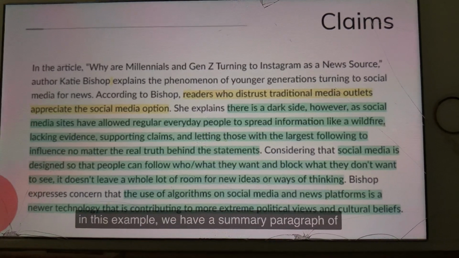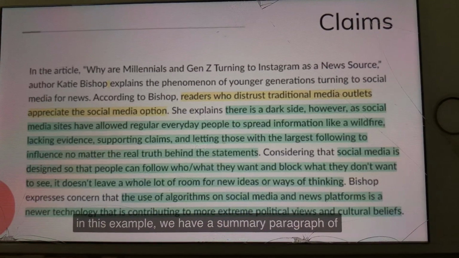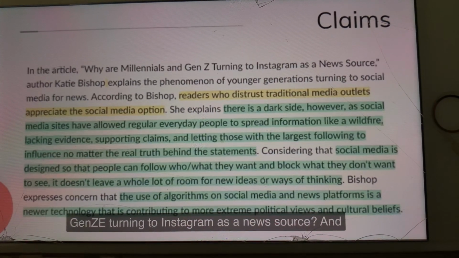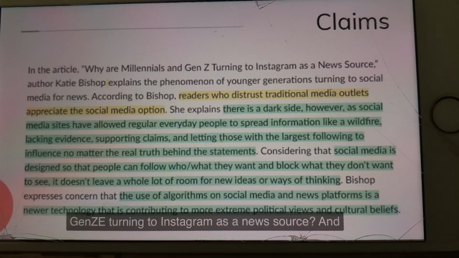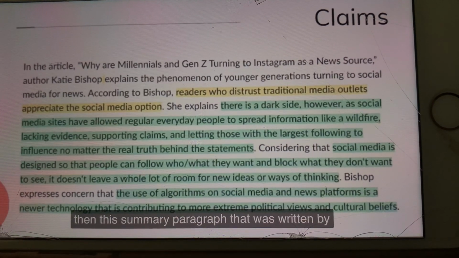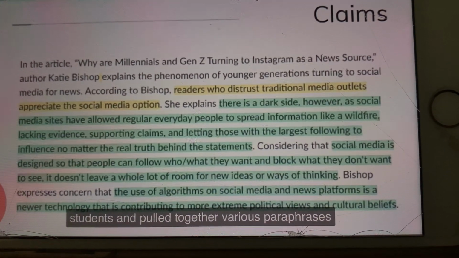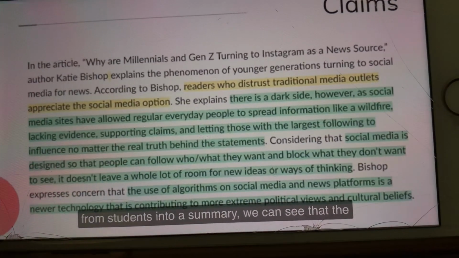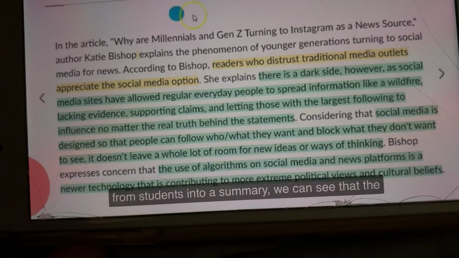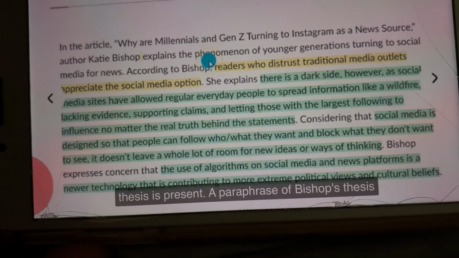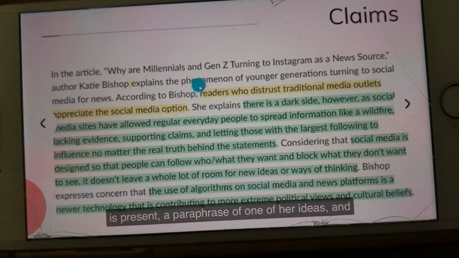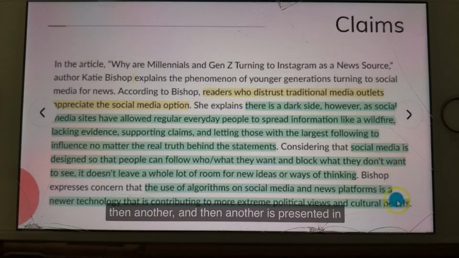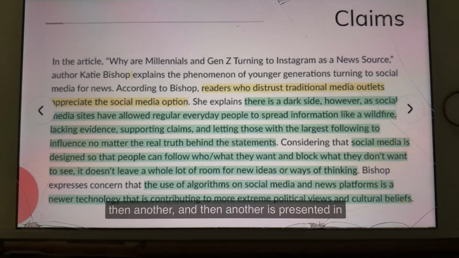So in this example, we have a summary paragraph of Katie Bishop's article, Why Are Millennials and Gen Z Turning to Instagram as a News Source? And in this summary paragraph that was written by students and pulled together various paraphrases from students into a summary, we can see that the thesis is present, a paraphrase of Bishop's thesis is present, a paraphrase of one of her ideas, and then another is presented in this summary paragraph.